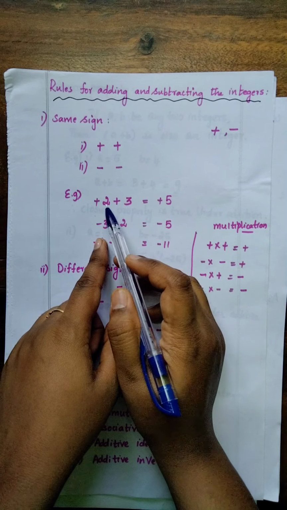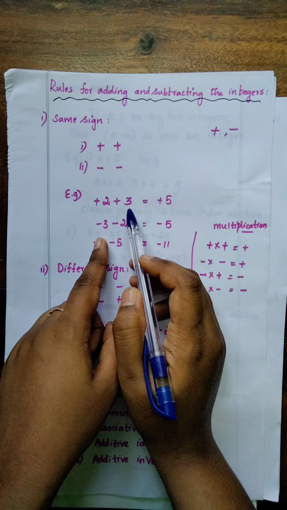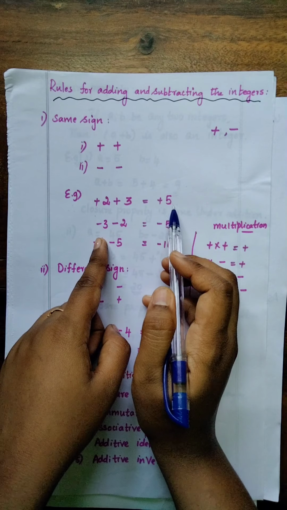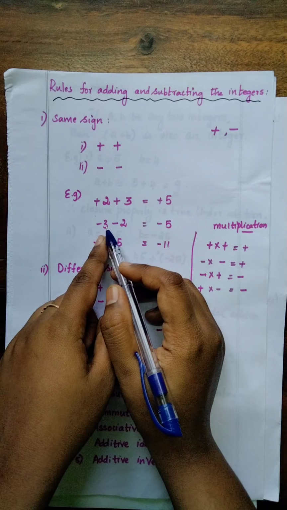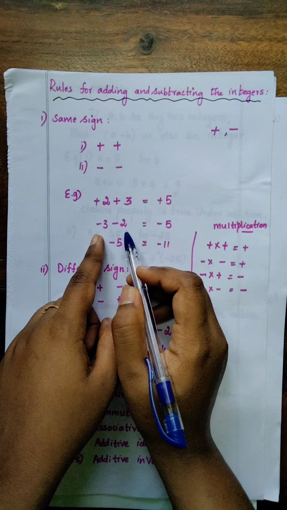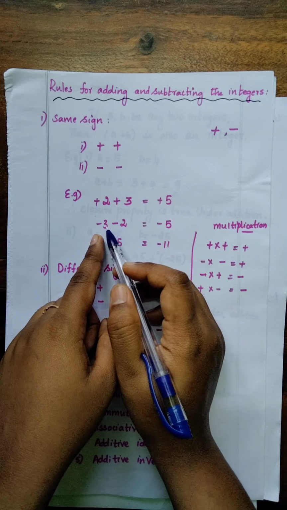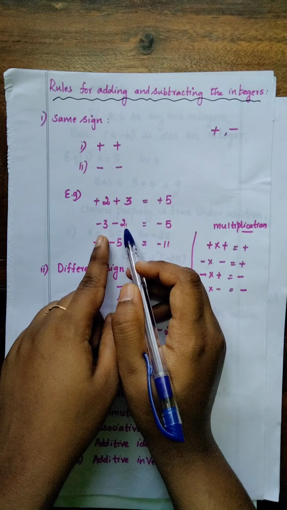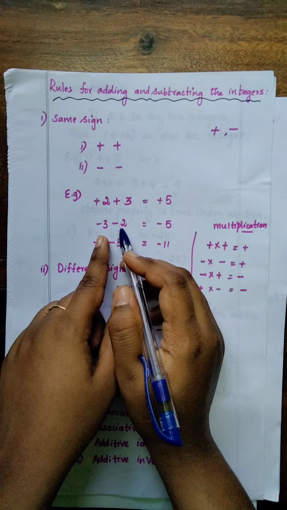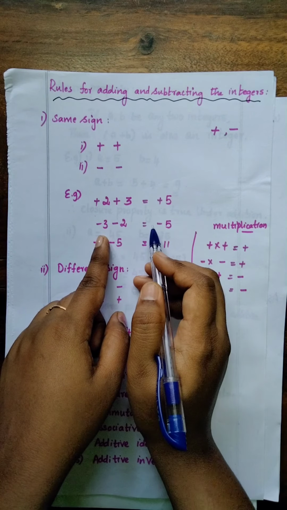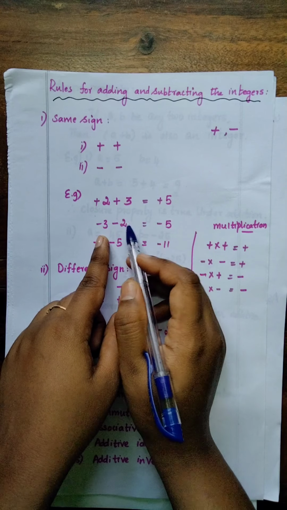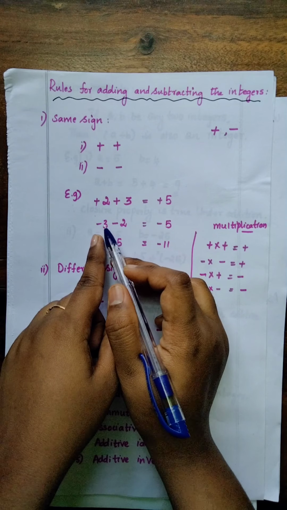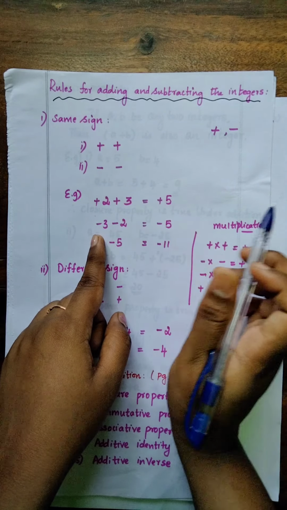See the example: plus 2, plus 3. Both numbers have the same sign, so you need to add. 2 plus 3 is 5. See another example: minus 3, minus 2. Here also both numbers have the same sign, which is minus. So you need to add both numbers. First add the numbers: 3 plus 2 is 5, and put the same sign, minus 5.